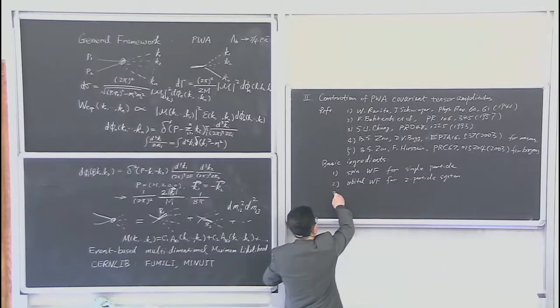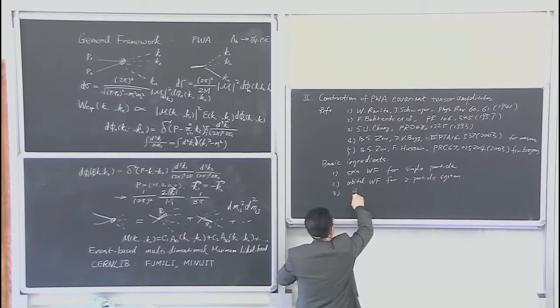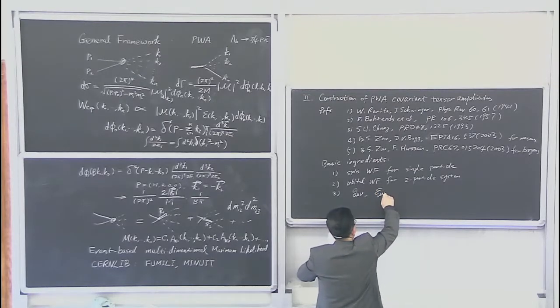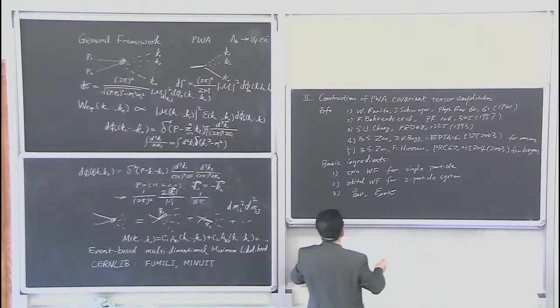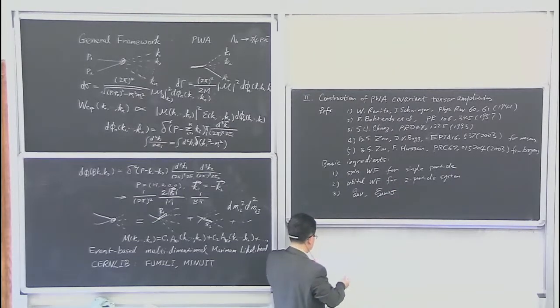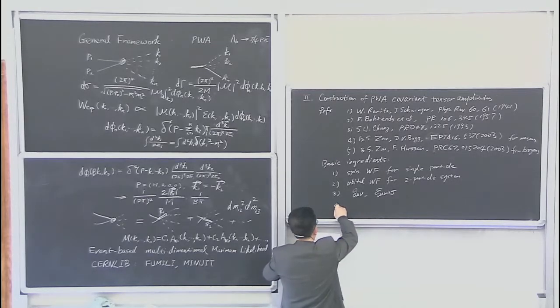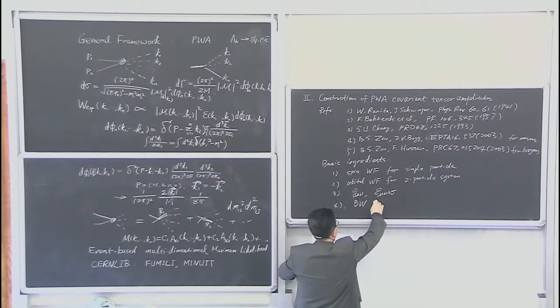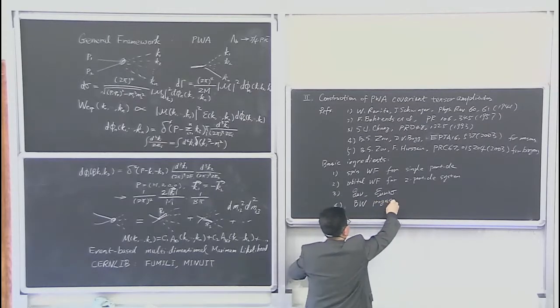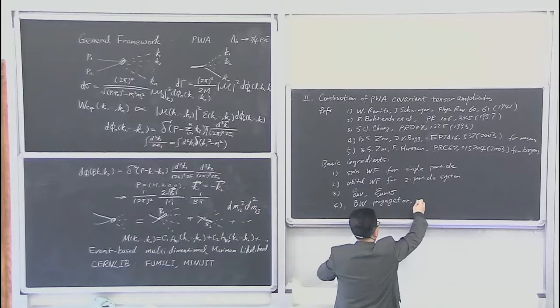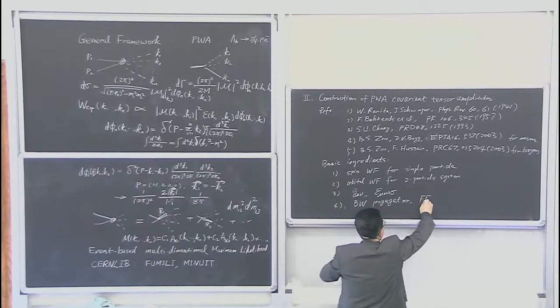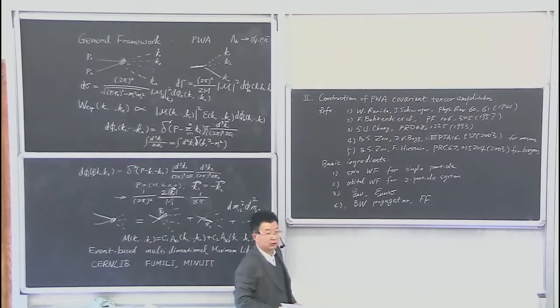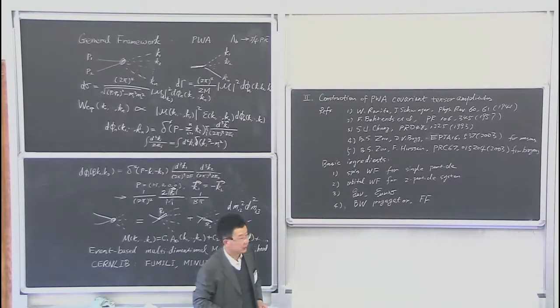And then the third component is the Breit-Wigner propagator and the form factor. So they are basically very simple. We just use these to construct the covariant tensor amplitudes.